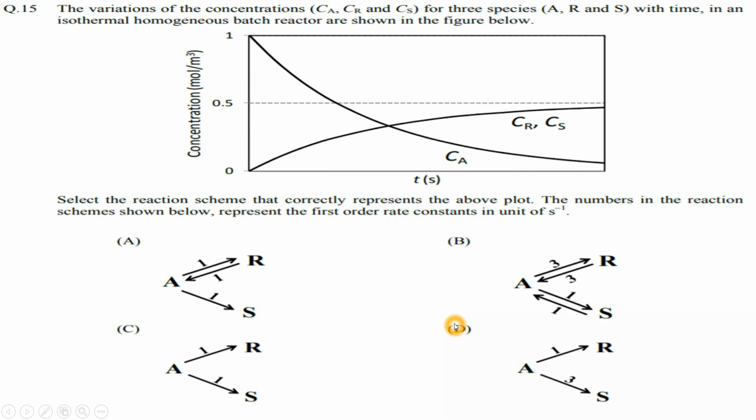We will check option D also. In option D, they have given irreversible reactions, but A to R is 1 and A to S is a rate constant of 3. It is 3 times, so S will be higher. In this case, S should be above the CR curve. So from this we get that option C is correct only. Option C is correct.